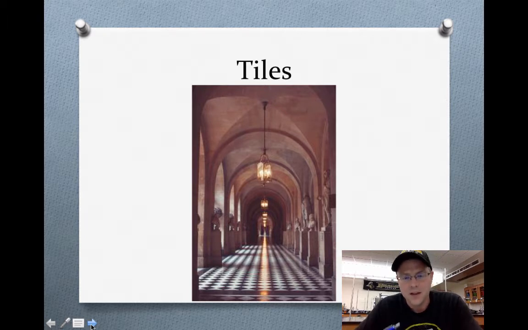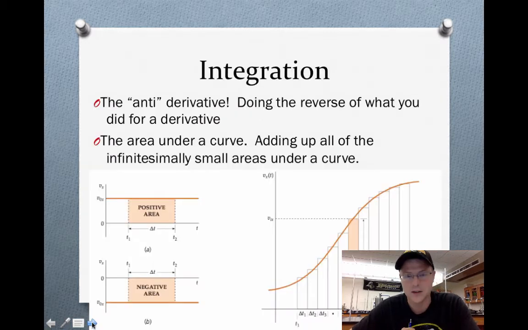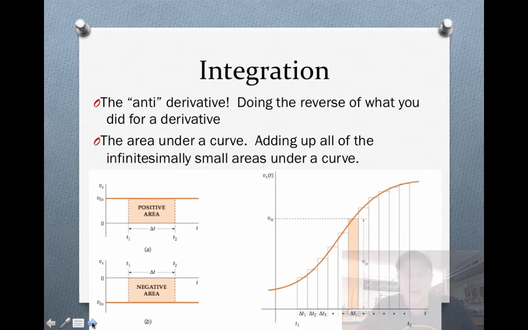So the example there for tiles is what we call integration. Integration sounds intimidating, but it can be boiled down to really just the antiderivative, just doing the reverse of whatever you did to get a derivative. Or another name for it is the area under a curve. So if you have graphs like you're seeing down there below, if you get positive areas, that is a positive integral. If you have negative areas, that's a negative integral.